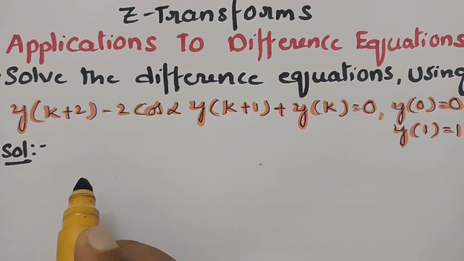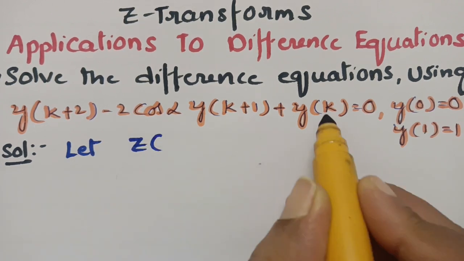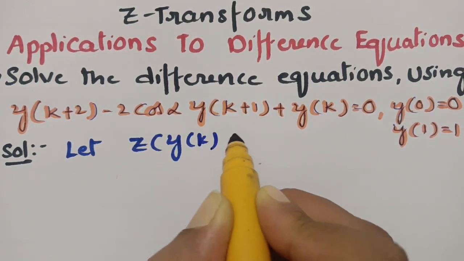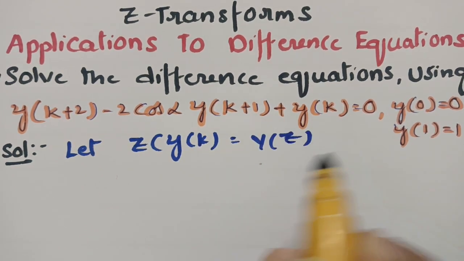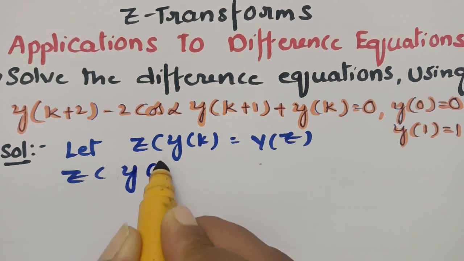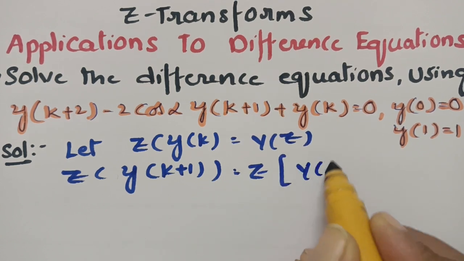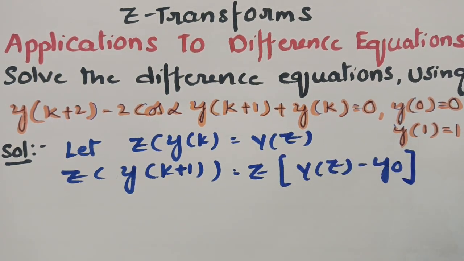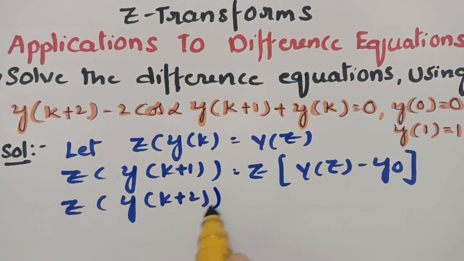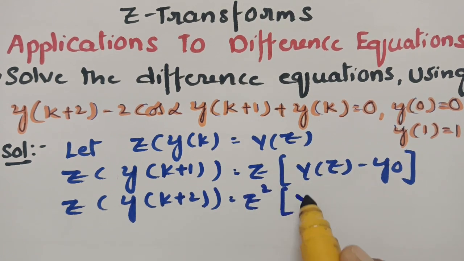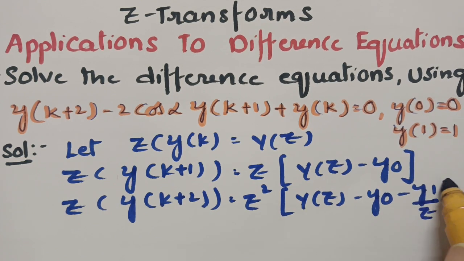And here is the solution. In order to solve this, we have to consider certain conditions. That is, z transform of y of k is equal to Y of z. And next, z transform of y of k plus 1 is equal to z into Y of z minus y naught. And next one, z transform of y of k plus 2 is equal to z square times of Y of z minus y naught minus y1 by z.